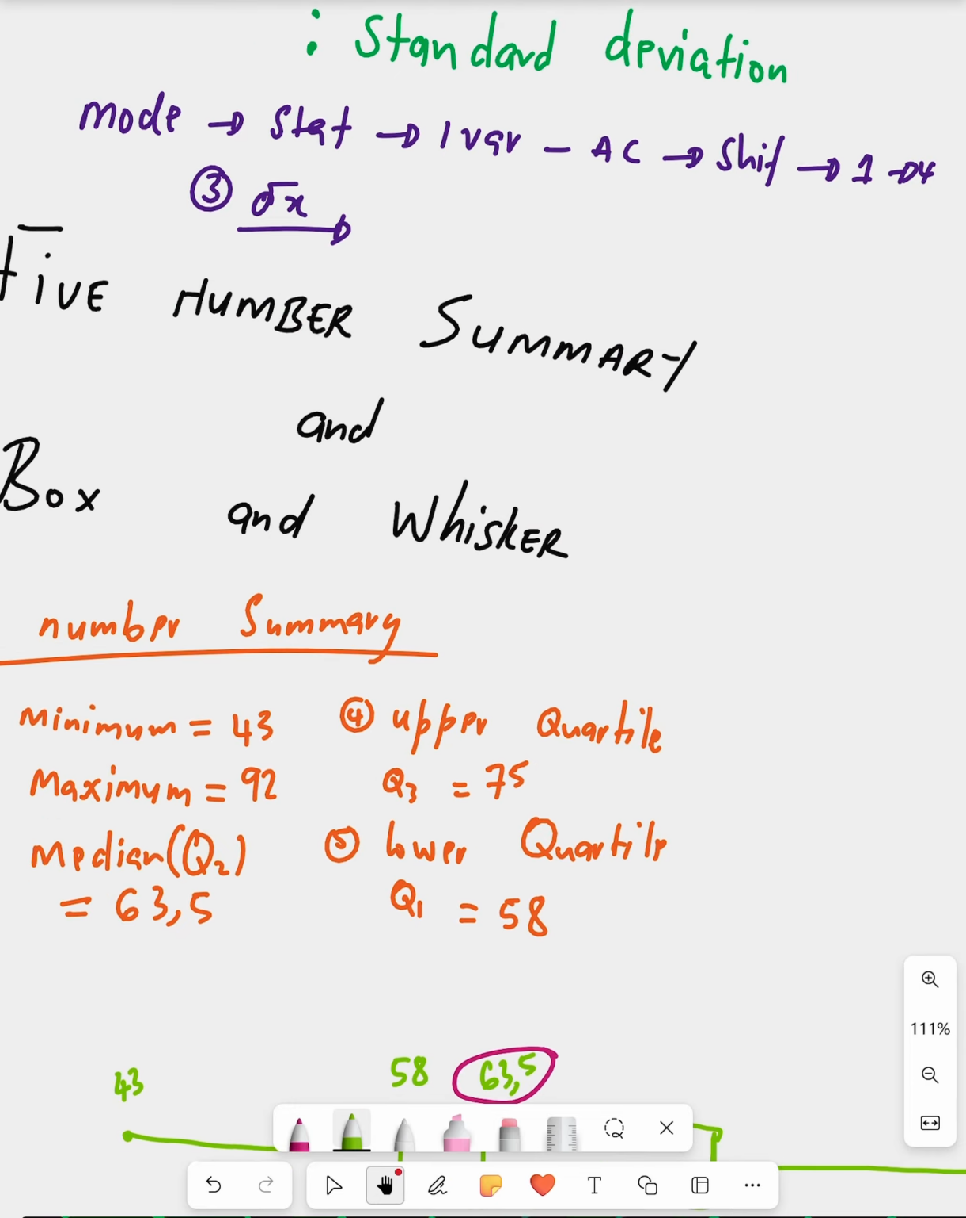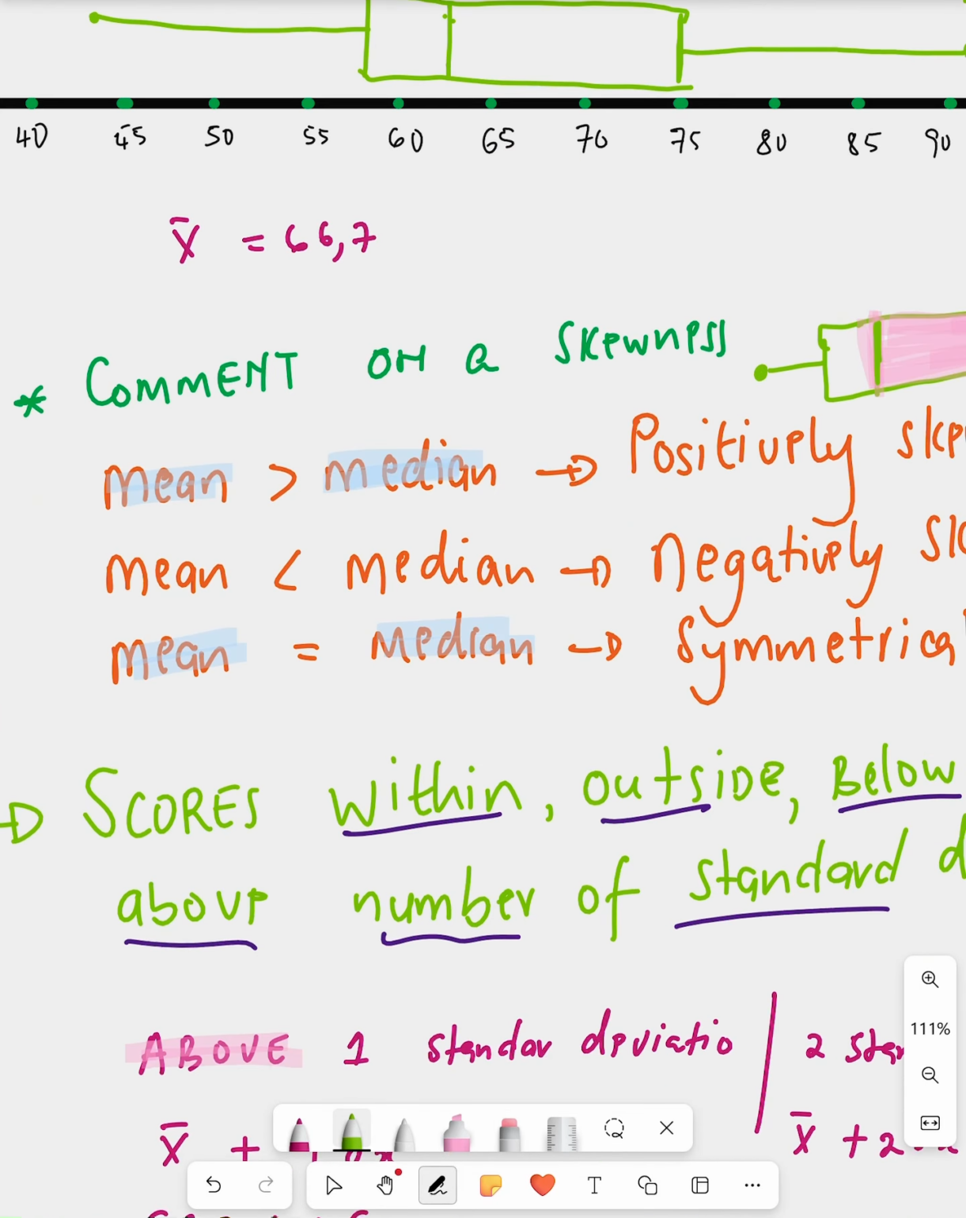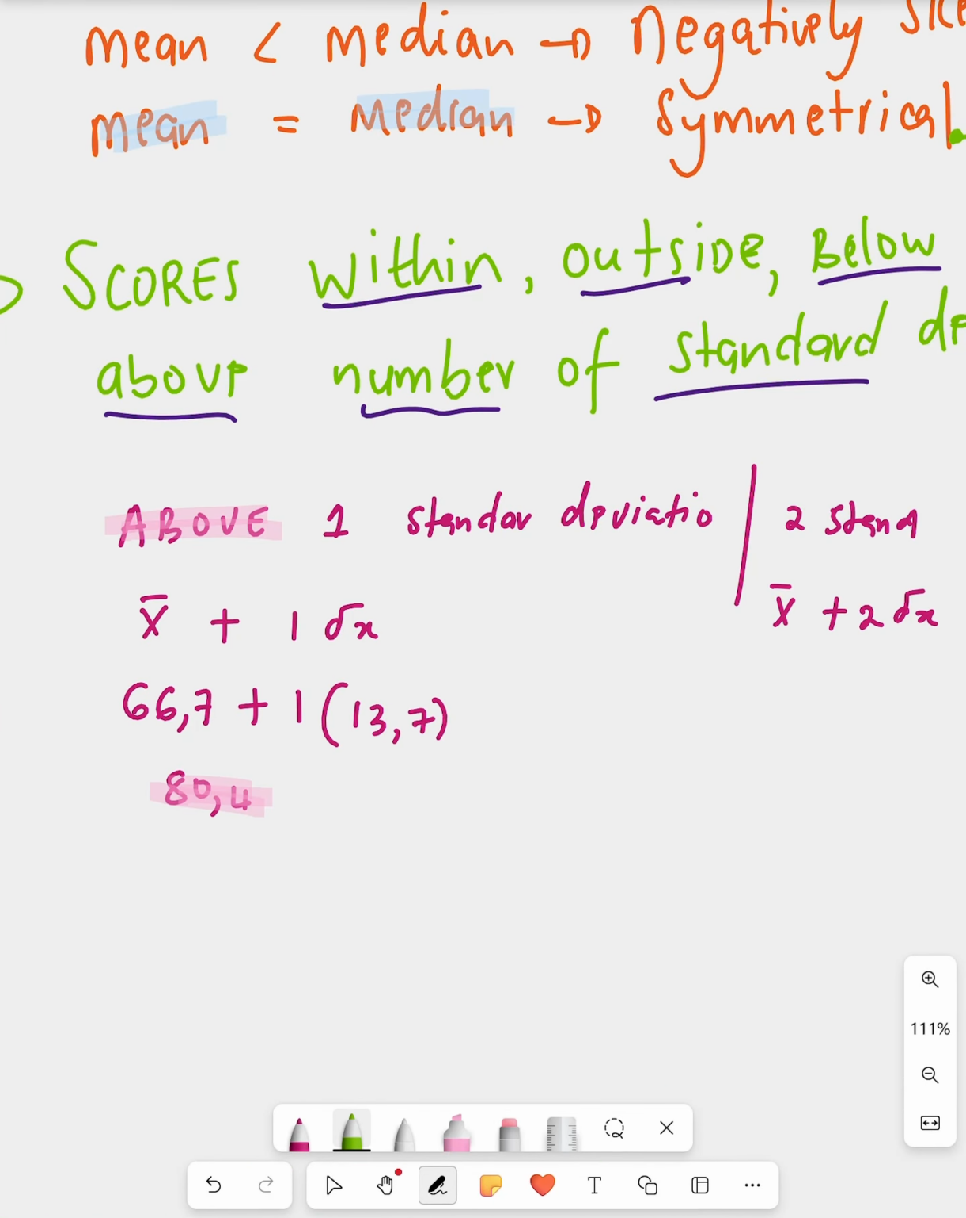So the number of scores that are above 1 standard deviation from the mean, you will say, therefore, they are 2. You do not mention them. If they say how many are they, you will say they are 2. So the answer is just 2. 2 scores are above 1 standard deviation.